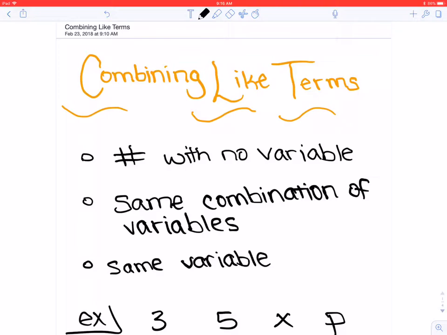Combinations of variables like xy or qr or pw, as long as it has the same exact combination of variables, it's considered like terms. It has to be identical. It also has to be the same variable. So if I have 7pw plus 2w, those are not combinable because one is a pw and the other one is only a w.